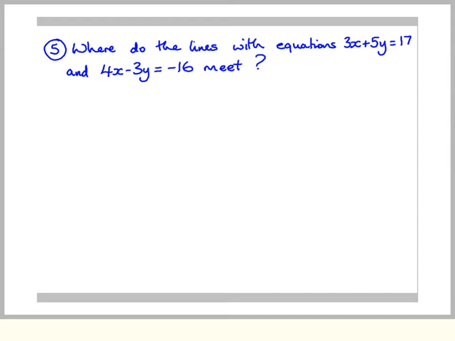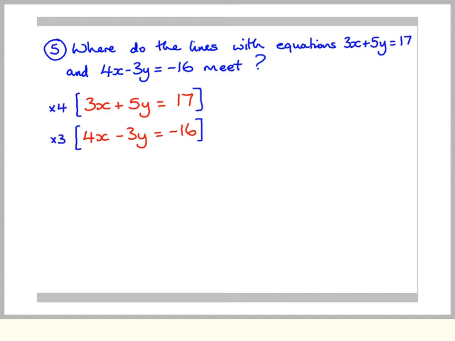Okay, now this is a question which needs you to put this equation and this equation together. You've got an x and a y term in both, so it must be simultaneous equations. The first thing you do is scale them, so you need to make either the x terms the same, or the y terms the same. I am going to go ahead with the y terms.